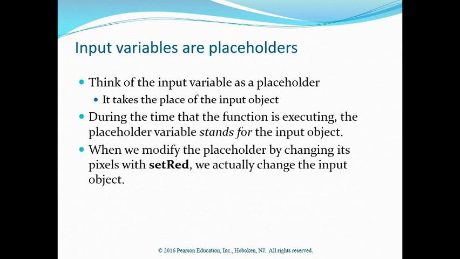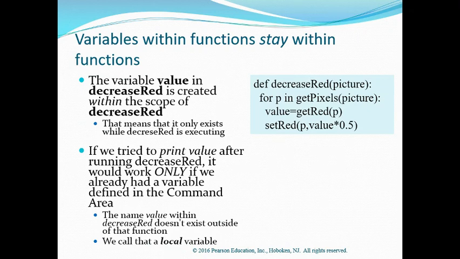Input variables are placeholders. Think of the input variable as a placeholder. It takes the place of the input object. During the time that the function is executing, the placeholder variable stands for the input object. When we modify the placeholder by changing its pixels with set red, we actually change the input object.